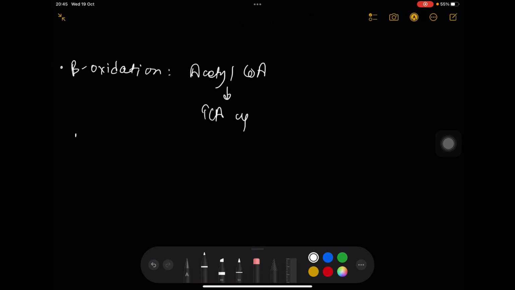Another important thing is that the process of beta oxidation produces three important things: acetyl CoA, which enters the TCA cycle for the production of energy, and NADH and FADH2, which both enter the electron transport chain.